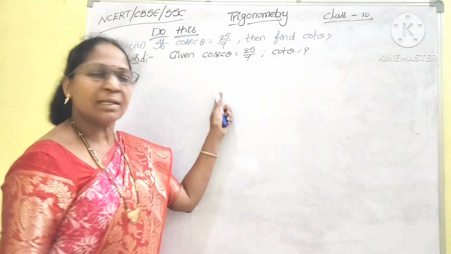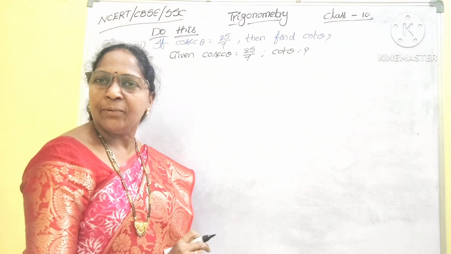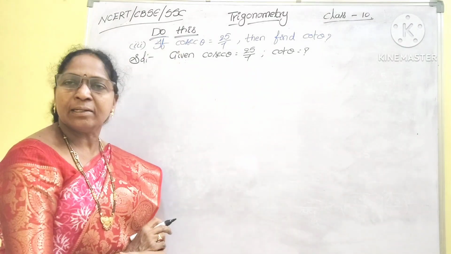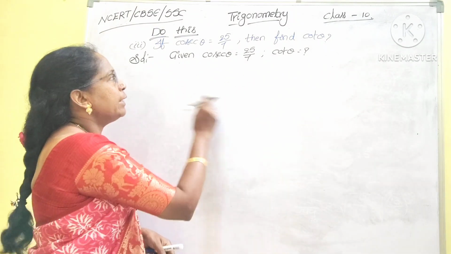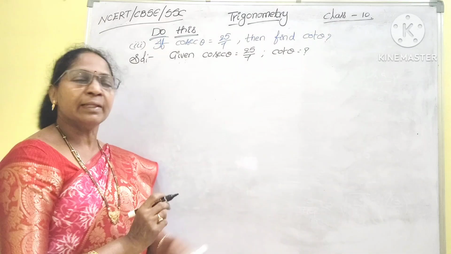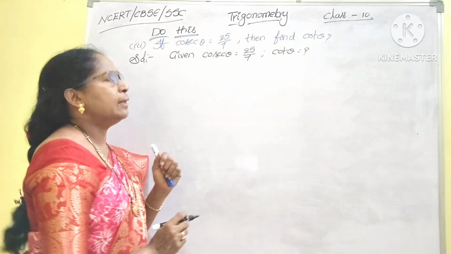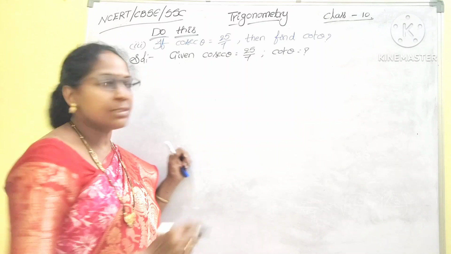Next, do this last sum here, third one. If cosecant theta equal to 25 by 7, then find cot theta. Now, first write down, always in any other sum also write the given data. So, given cosecant theta equal to 25 by 7, then you have to find out cot theta. Now, what is the relating formula between cosecant and cot? Just you have to write down.